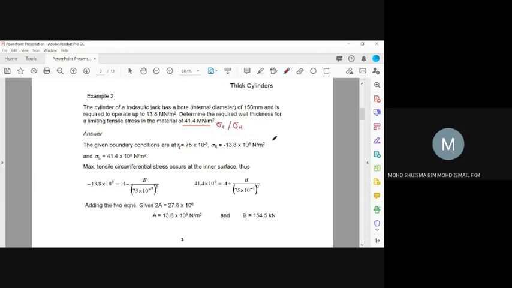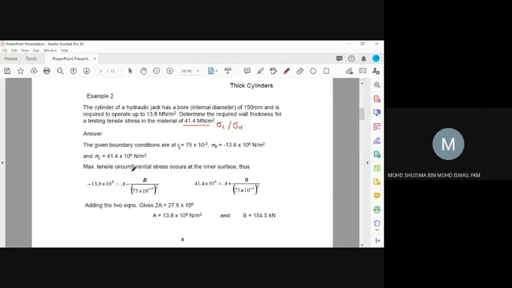And from previous lecture, we know that the distribution of the circumferential stress, the largest value of circumferential stress is at the inner surface of the cylinder when R is equal to Ri. So at the inner surface Ri, we have sigma C is equal to 41.4 megapascal. So now we have two boundary conditions that is sufficient for us to solve for the two Lamé's constants.